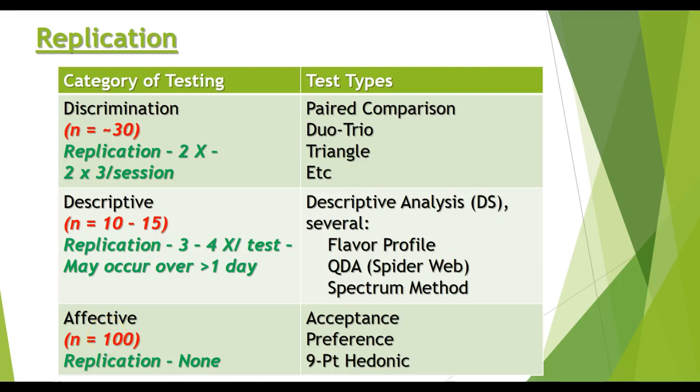For a descriptive panel, you will replicate, and you'll probably replicate 3 to 4 times per test, and you very likely won't replicate on the same day. That replication would occur on more than one day. With affective testing, you are not replicating, and there's been statistics and studies done that have used statistics to indicate that replicating with consumers is generally not a good idea.